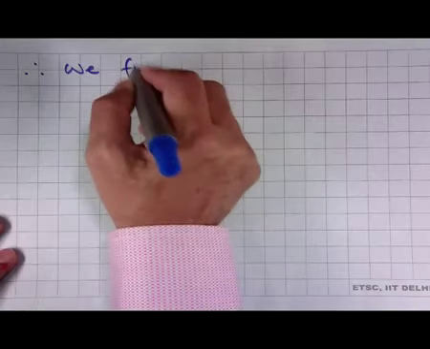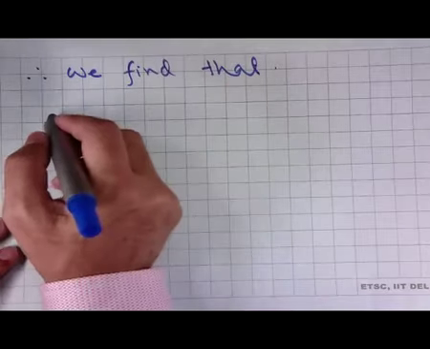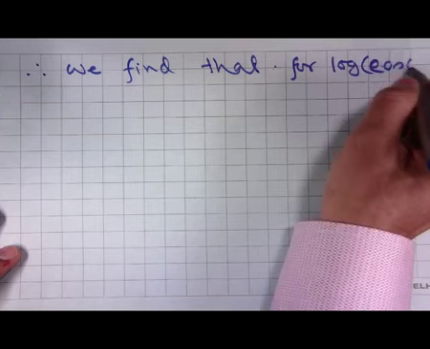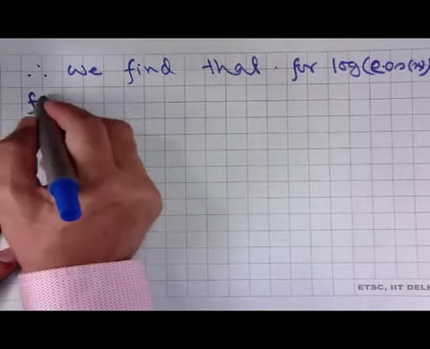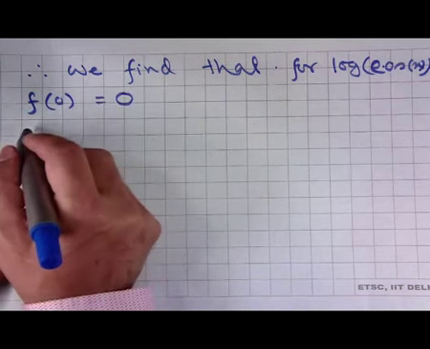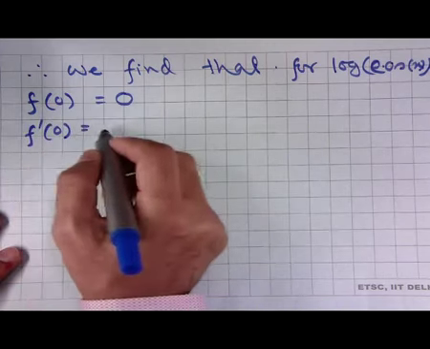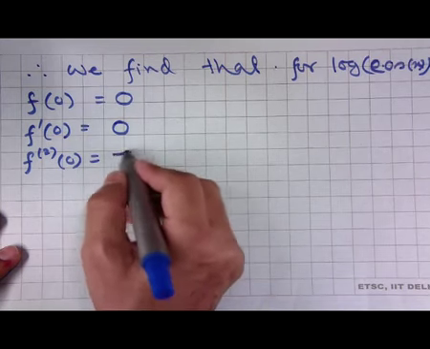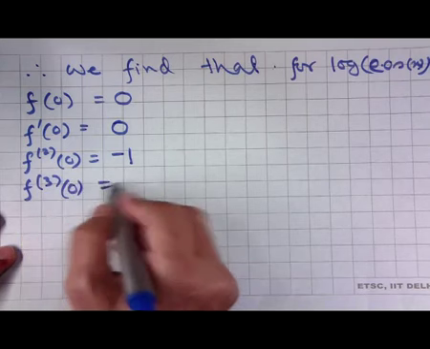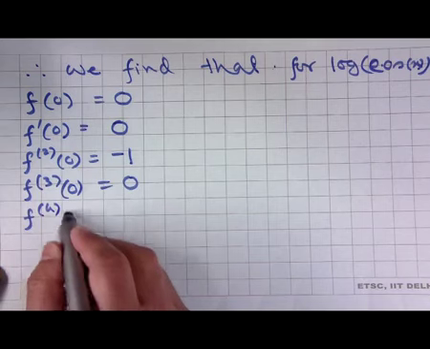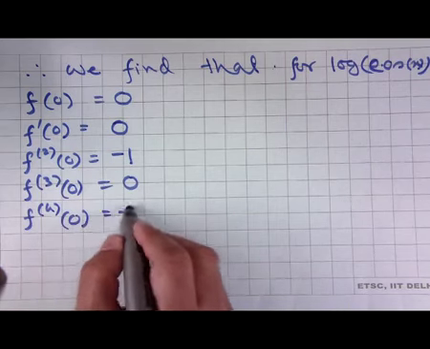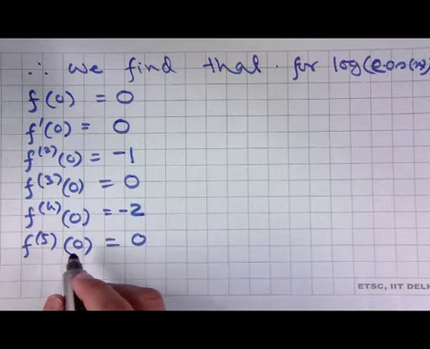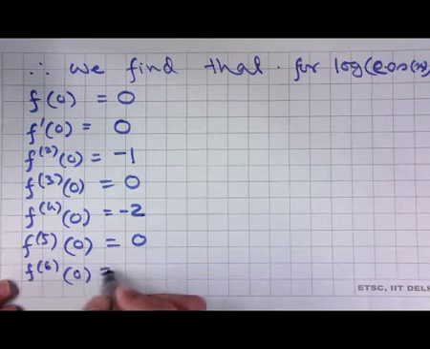Therefore, we find that for log of cos x, f at 0 is equal to 0, f prime at 0 is equal to 0, the second derivative at 0 is equal to minus 1, the third derivative at 0 is equal to 0, the fourth derivative at 0 is equal to minus 2, f5 at 0 is equal to 0, and the sixth derivative at 0 is equal to minus 16.